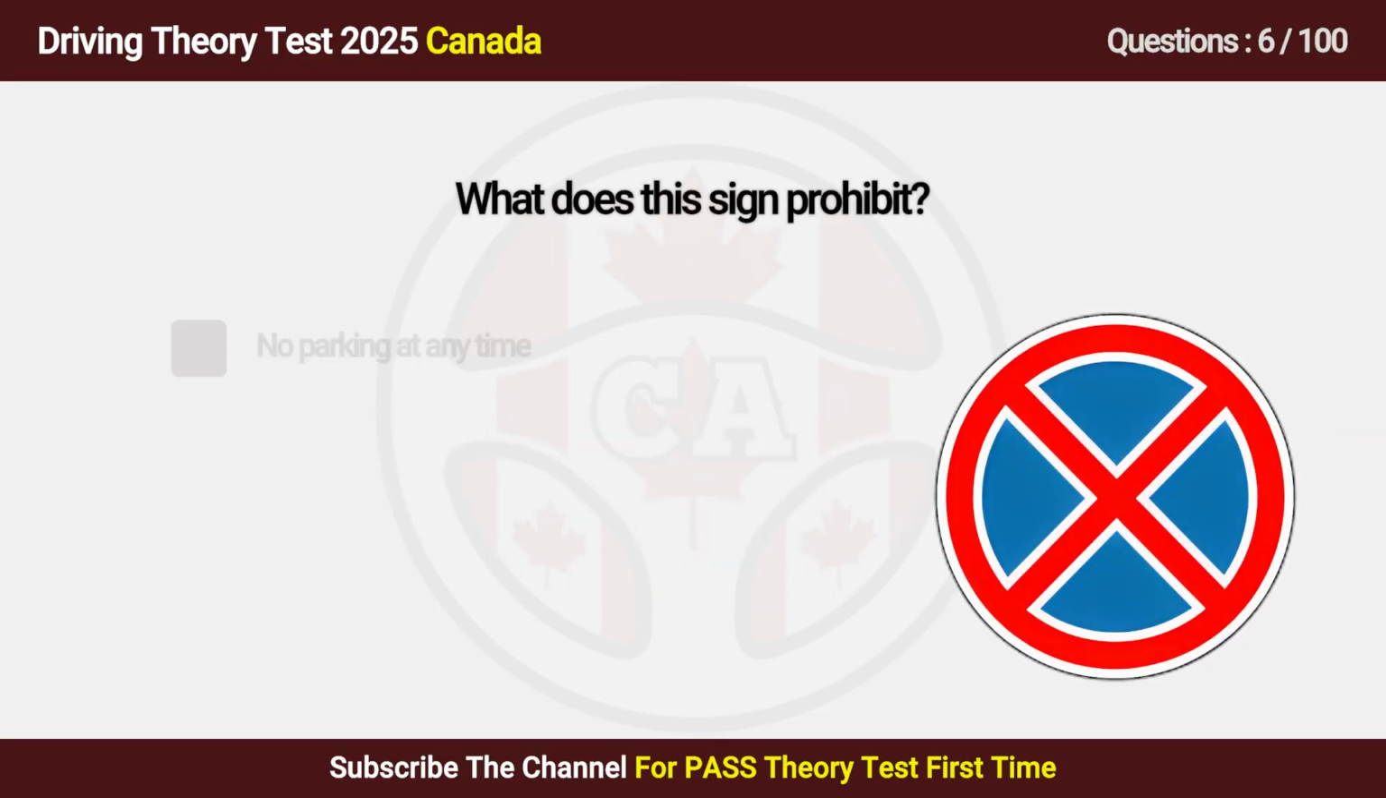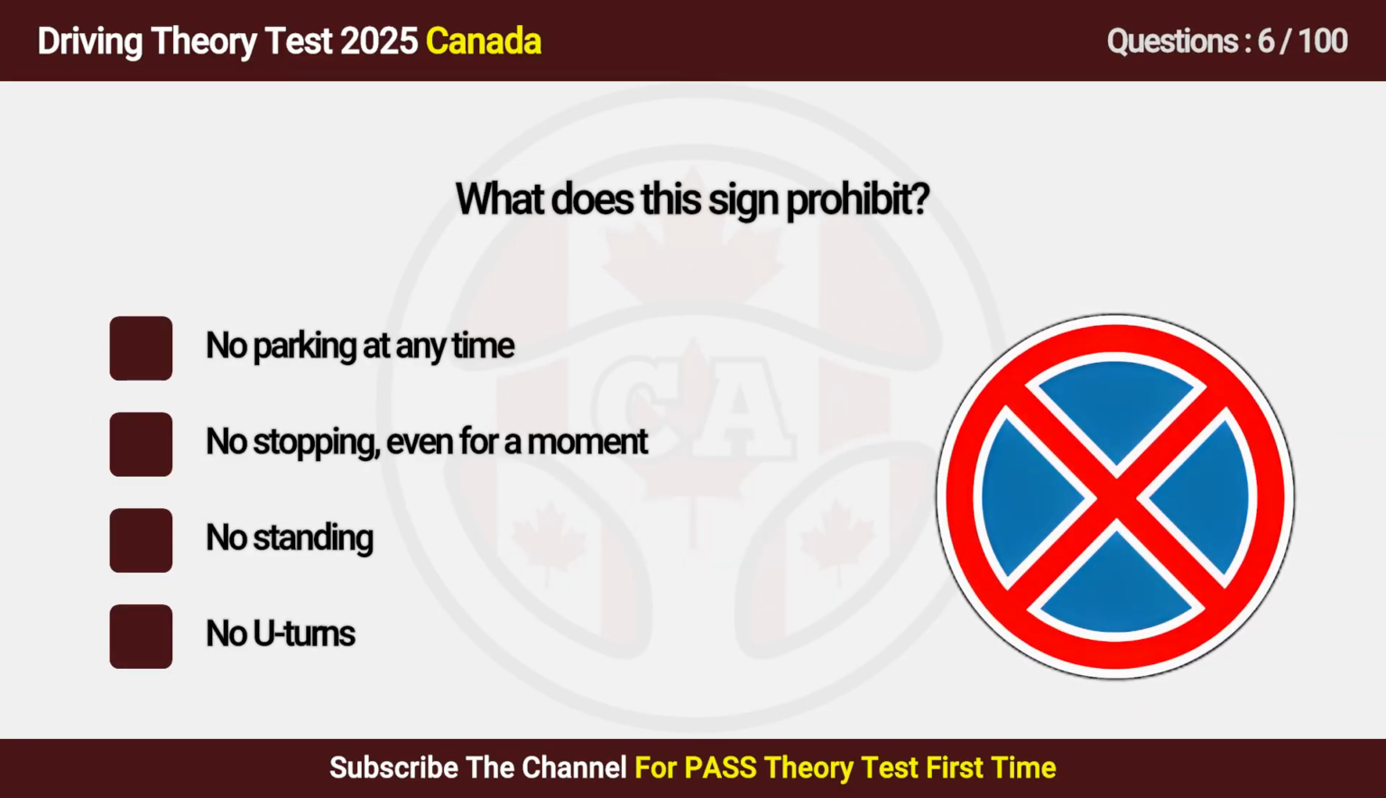Question 6. What does this sign prohibit? A. No parking at any time. B. No stopping even for a moment. C. No standing. D. No U-turns.